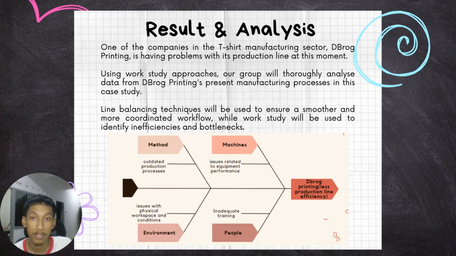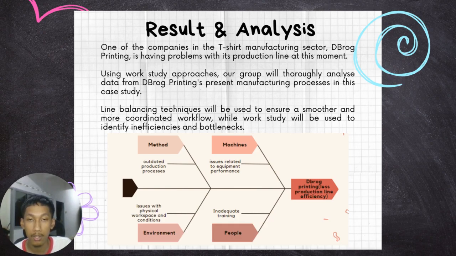So for today I'm going to talk about the result and analysis. One of the companies in the t-shirt manufacturing sector, Debrog Printing, is having problems with its production line at this moment. By using our work study approaches, our group will thoroughly analyze data from Debrog Printing's present manufacturing processes in this case study. Line balancing techniques will be used to ensure a smoother and more coordinated workflow, while work study will be used to identify efficiencies and bottlenecks.